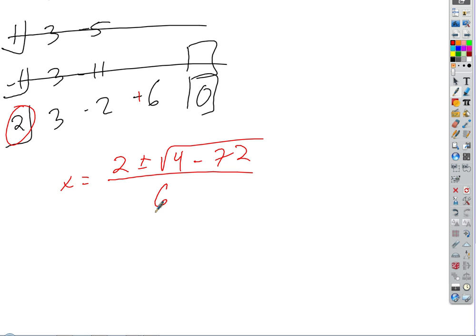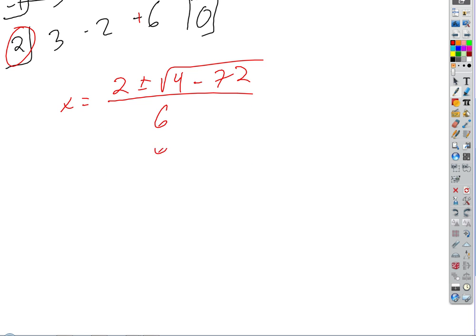All divided by 6, just hypothetically. And if we did that, we'd get 2 plus or minus, what's that, 68? Is anything going into 68? 4 probably is, right? 4 times 17, yeah. So we get the square root of -68. We could turn that into what? 4 times 17. So it breaks into the square root of 4 times the square root of 17.